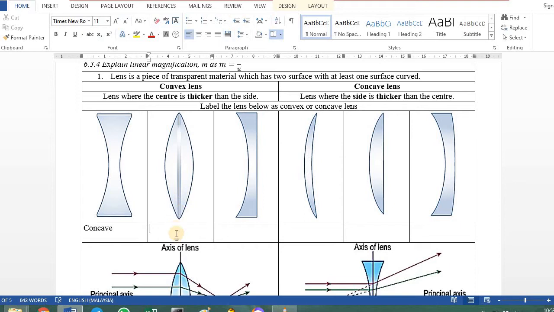Okay, center thicker, so convex. This one, center thin, side thick, so this is concave. This one, center thicker, so convex. This one, center is thicker, convex. This one, center thinner, side is thicker, so concave.